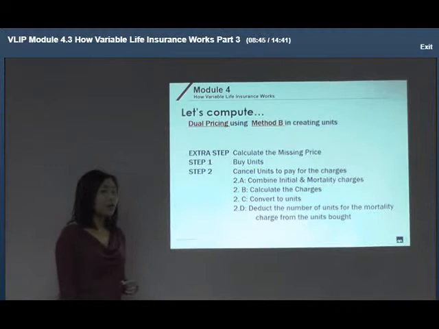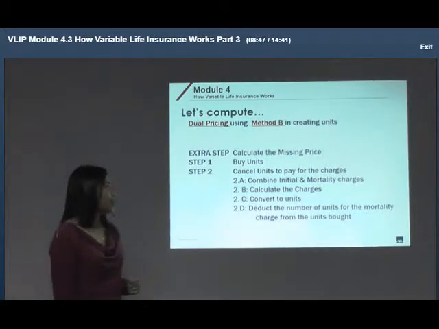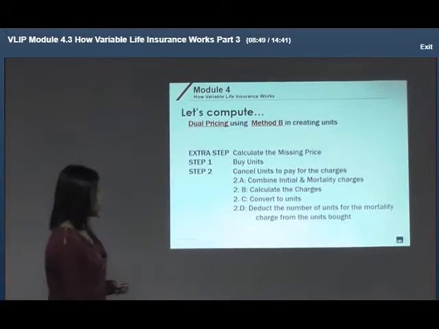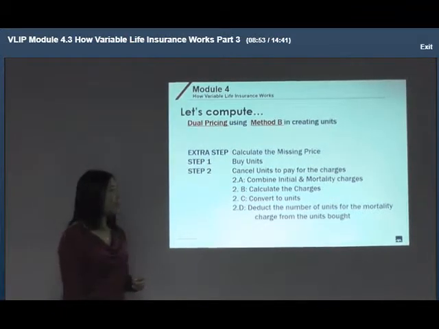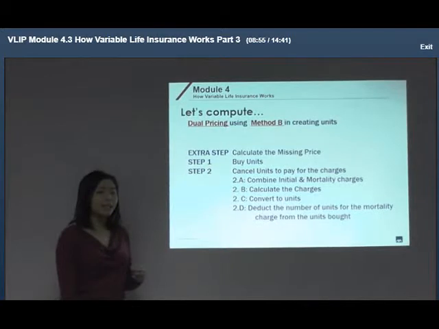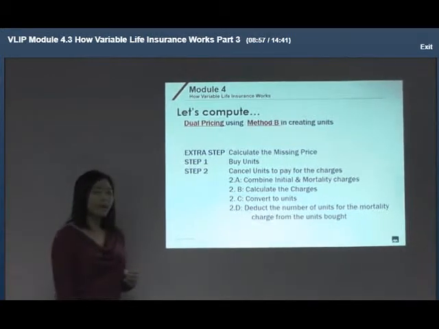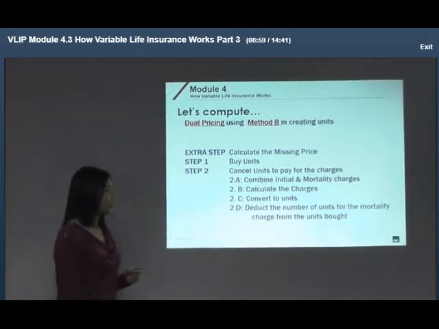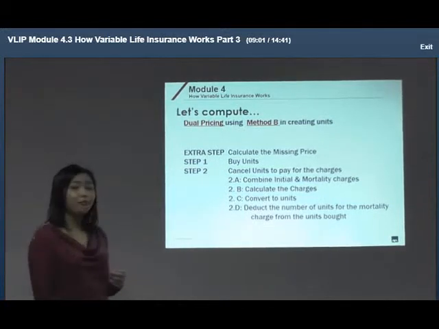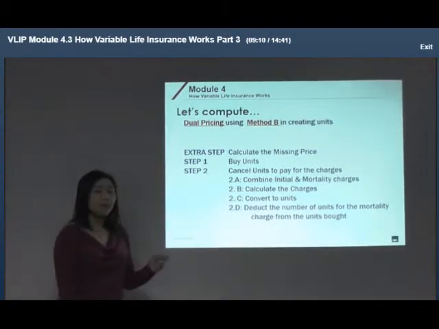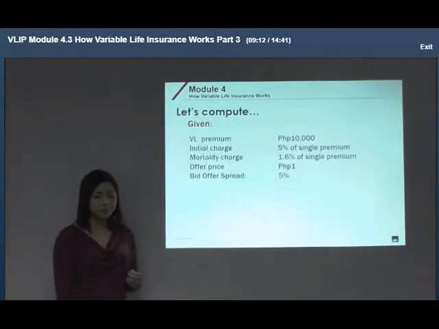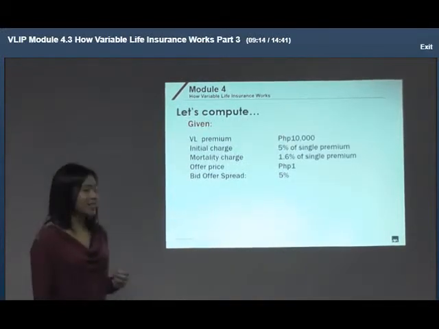Step 1 is buy units. Step 2 is cancel units to pay for the charges. And to cancel the units to pay for the charges, we need to combine initial and mortality charge. And then, we calculate for the charges. Next is we have to convert these charges into units. And the last is we will deduct the number of units from the charge from the number of initial units bought. Let's have another example.